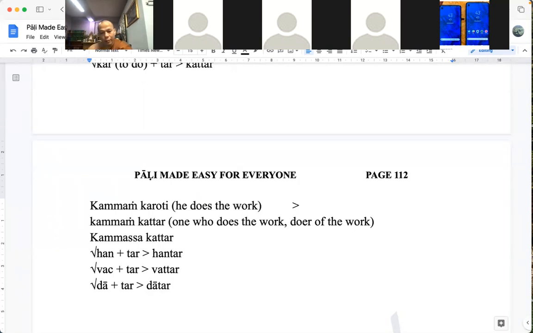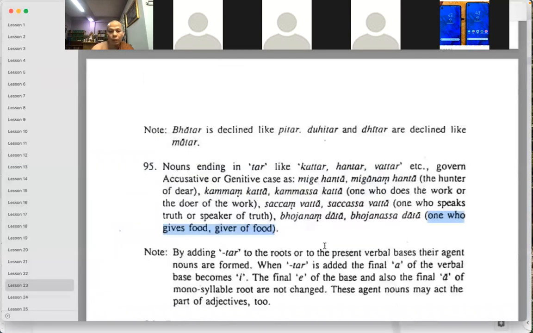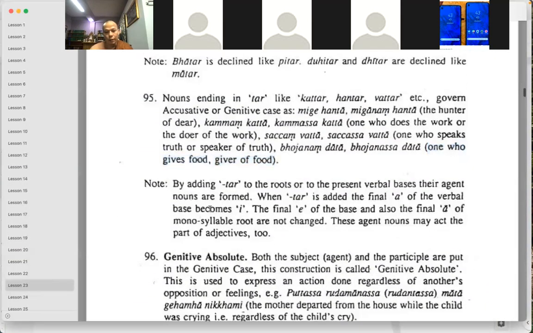Okay, so now next paragraph. So the next paragraph is about adding the dar to the root or the present vowel base, by which the agent nouns are formed. Okay, we already. And when dar is added, finally the vowel base becomes e.